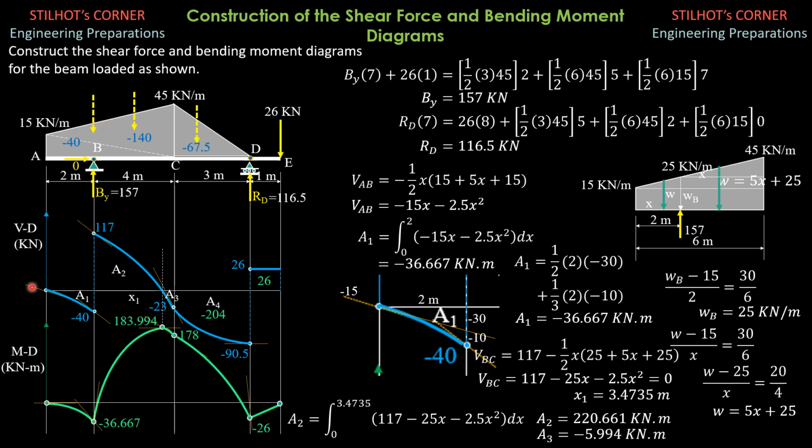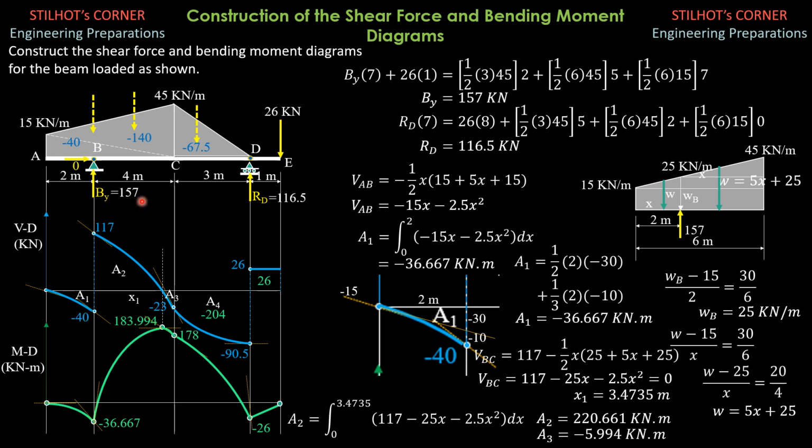Because the intensity of the load increases negatively from negative 15 to negative 25, that means that the slope of the tangent line to the shear curve is from negative 15 to negative 25. Joining this, so this is negative 25 slope, this is negative 15. Joining them with the smooth curve, second degree curve, so that's the curve. And this is negative 40, the area.